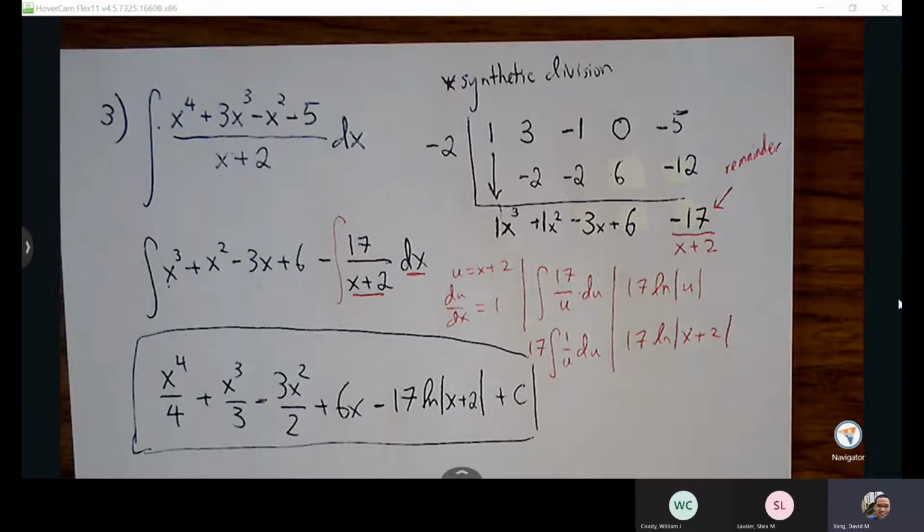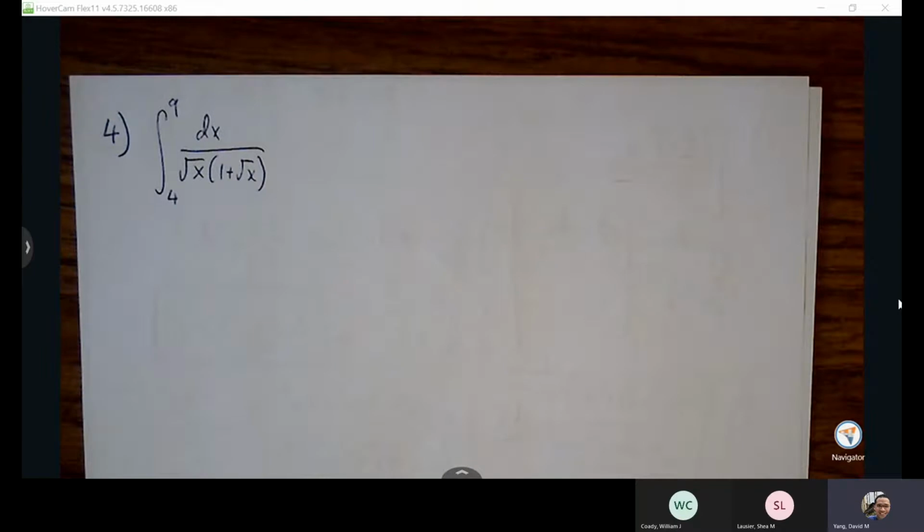Okay, any questions on 3? Okay, here's number 4. The integral from 4 to 9, dx over square root of x times 1 plus square root of x.